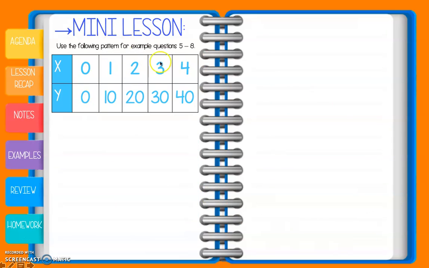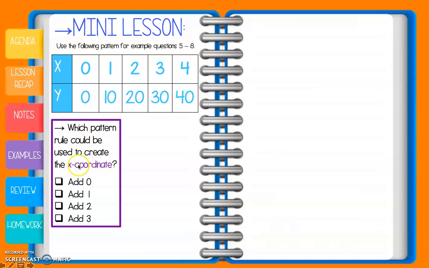So here's our next set of ordered pairs. We have an x and we have a y. For our x row, we have 0, 1, 2, 3, and 4. For our y column, we have 0, 10, 20, 30, 40. Our first question wants to know which pattern could be used to create our x coordinate. I'm just looking at my x coordinate. We're starting at 0, then we go to 1, then to 2, 3, 4. Every single time we're adding 1, okay? So our rule is to add 1.